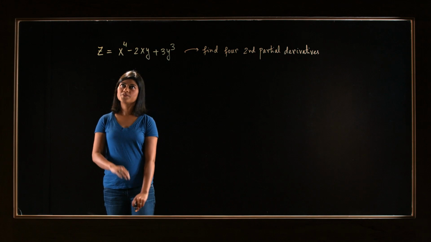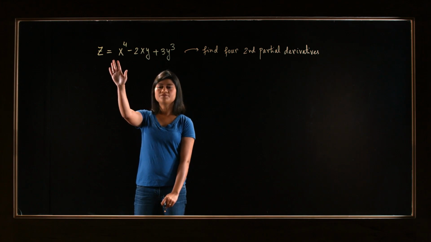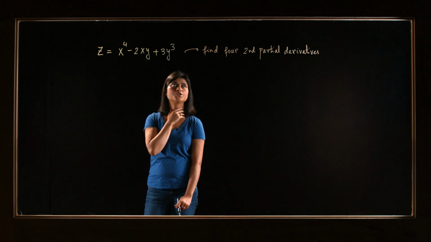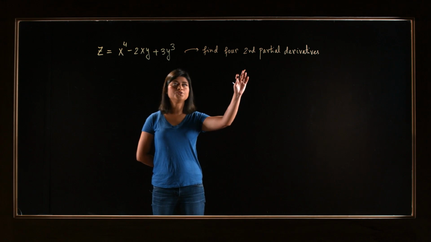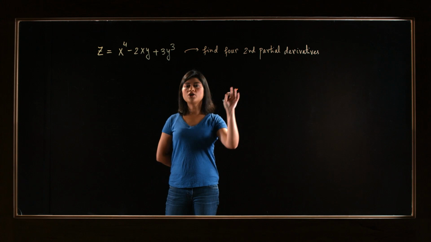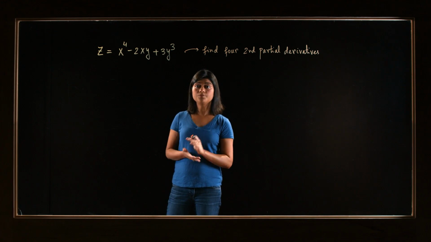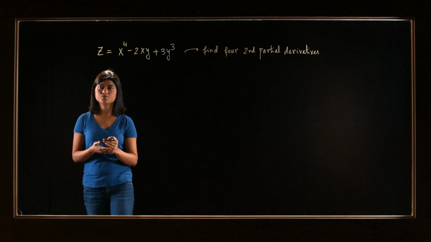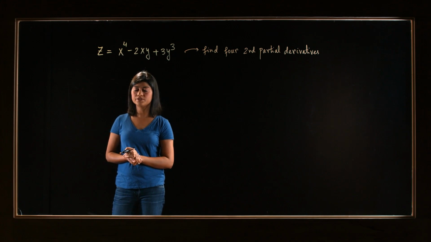In this problem, we have this function. It's a function of two variables, x to the 4 minus 2xy plus 3y cubed. And we have to compute the second partial derivatives, and there will be 4 of them. Now, of course, to compute the second derivatives, we have to first compute the first derivatives.